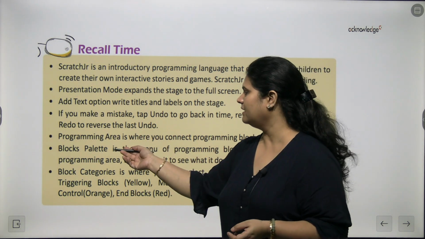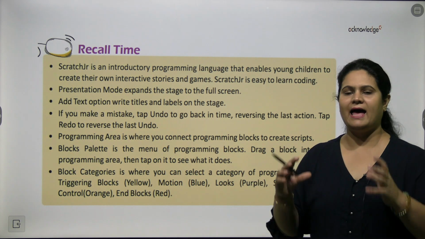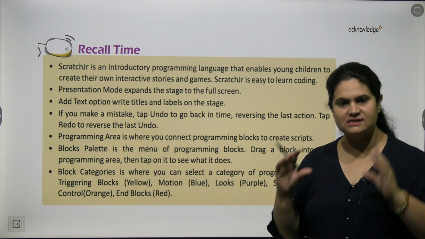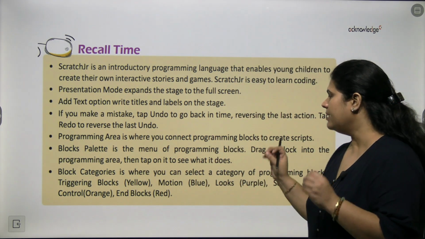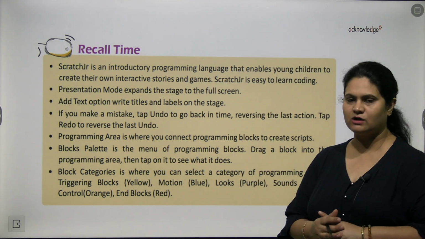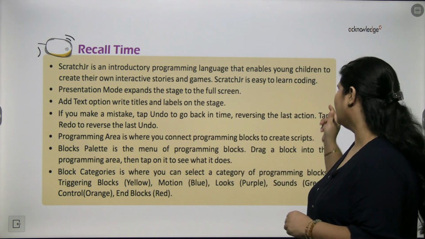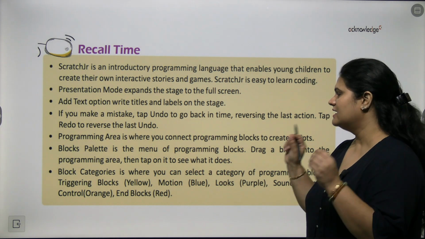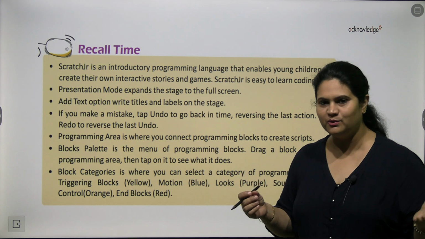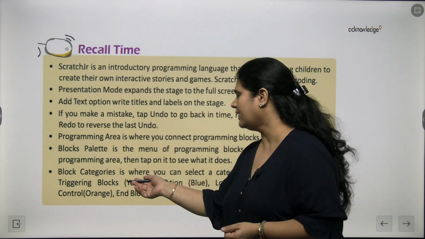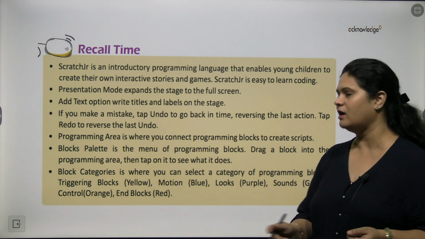Next, the programming area is where you connect all those programming blocks and create your script. Clear? Next, the block palette is the menu of the programming blocks, right? It contains all the blocks of that category. Drag a block into the programming area, tap on it, and you can see what that block does for you. Clear? Now, block categories is where you can select the category of programming block.